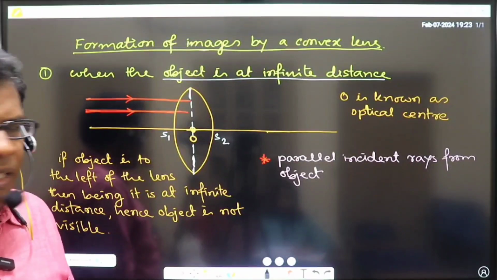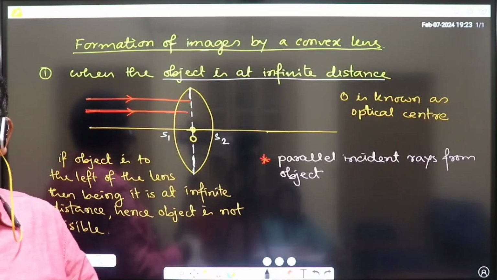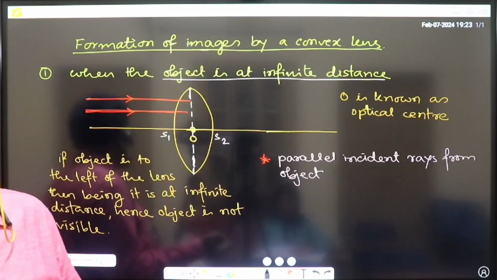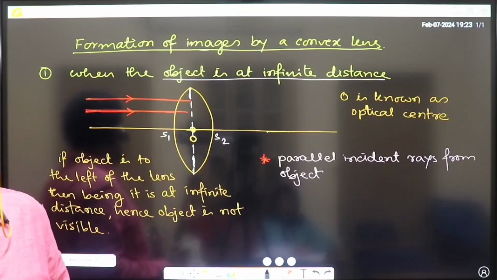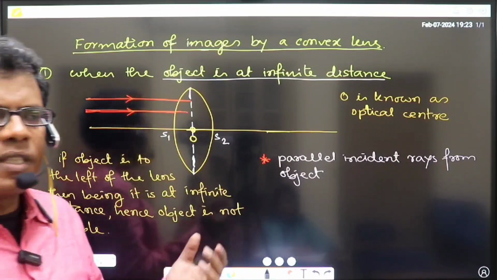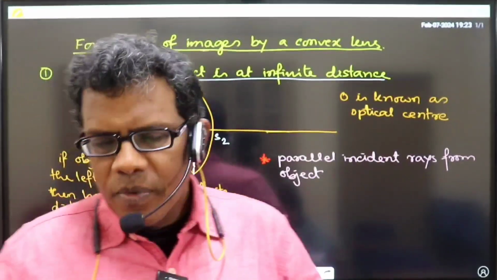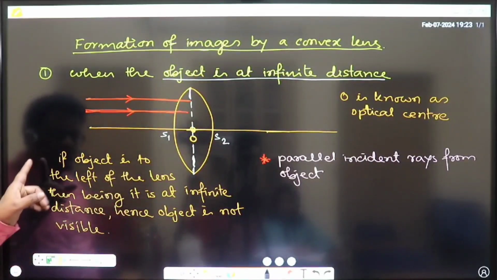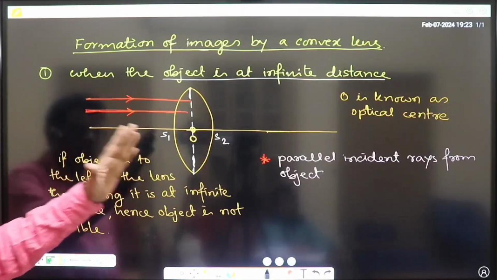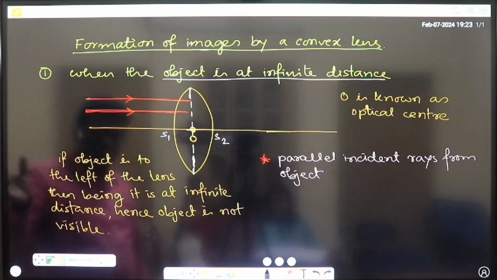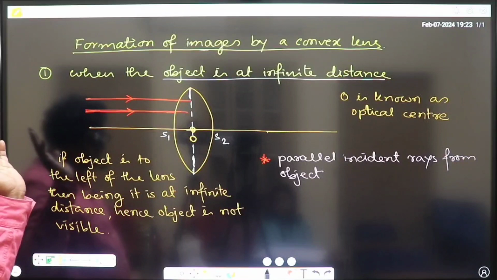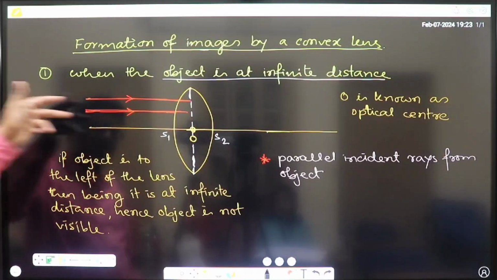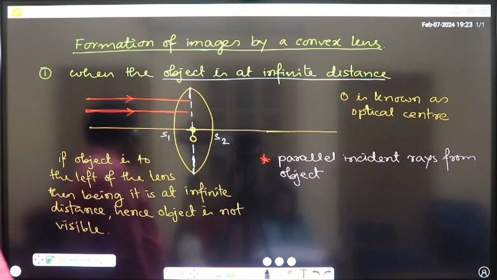in the explanation of those cases with the diagram, the object won't be shown with any sort of marking, either by a dot or by a line. That means the object is far away from the lens or mirror, so it is not visible to us, right? That's what I mean by this sentence: if I take the object at infinite distance from the lens to the left of it, being at infinite distance, it can't be seen from here, it is not visible. So the incident rays from the object will always be considered to be coming parallel to each other.